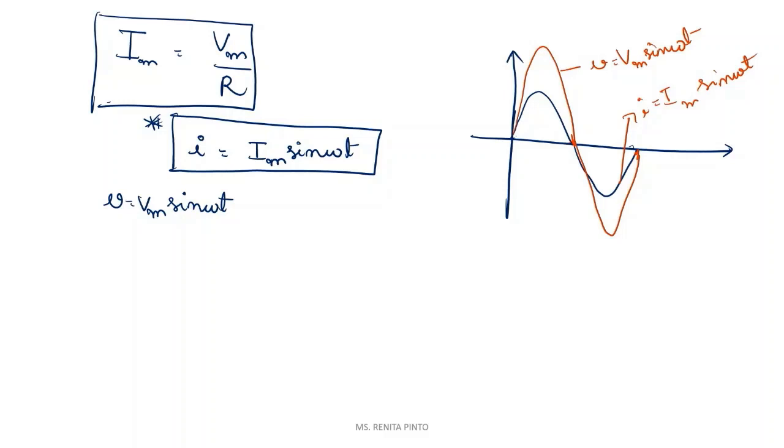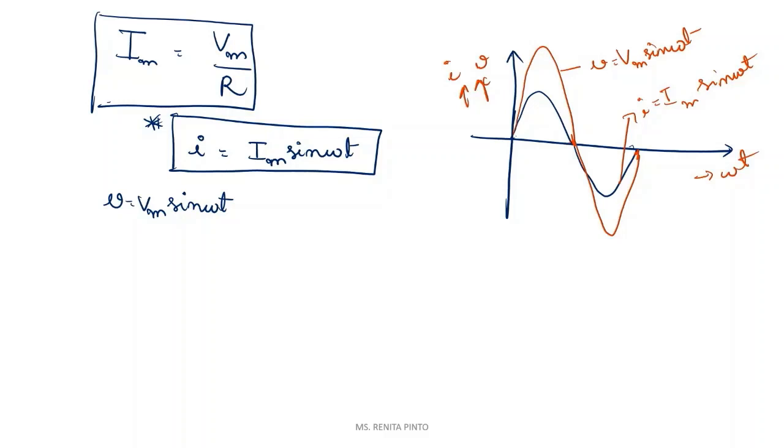So you can see both are in phase with each other. Therefore, this is the current and this is the voltage and this is omega t. So next, let us find out what is the power equation.